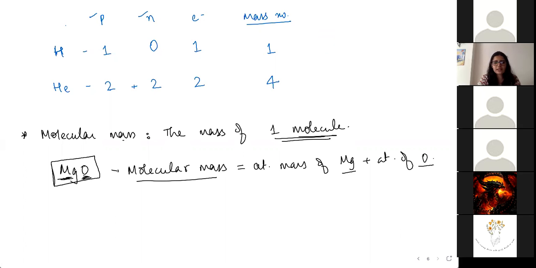Okay, so there's another concept. If it is a molecule, you call it molecular mass. Now there is another quantity called formula unit mass. What do you think could be the meaning of this?